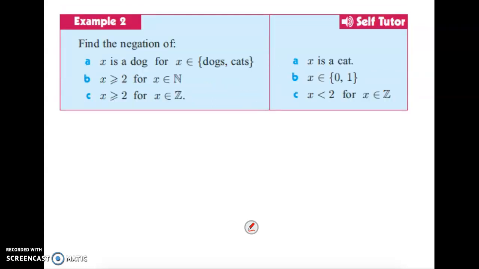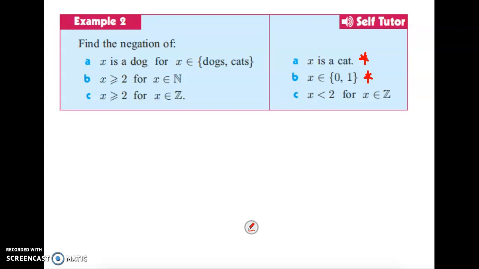Here's another example. We're talking about negation. Find the negation of x is a dog. So what would be the opposite of a dog? So the negation of a dog is that x is a cat. Example 2, or example B. X is greater than or equal to 2 for all numbers in the natural system. So what would be the opposite, the negation of numbers that are greater than or equal to 2? The negation would be numbers smaller than that, would be 0 and 1.